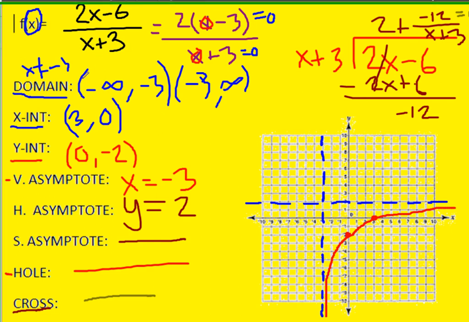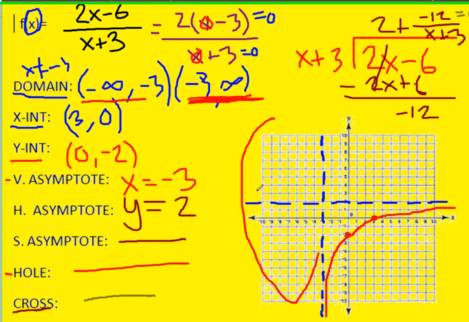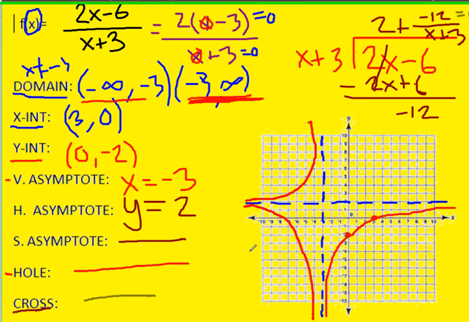I have 2 parts of a domain. That means I need 2 parts of a graph. I only have the part here from negative 3 to infinity. I need something on this section of the graph as well. Well, we don't have any points, so that doesn't help us. Our only options are we're either going to be up top like this, following the asymptotes, or on the bottom like this, following the asymptotes. It can be one or the other. It can't be both, because then it wouldn't be a function anymore.